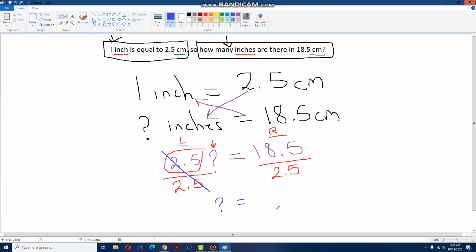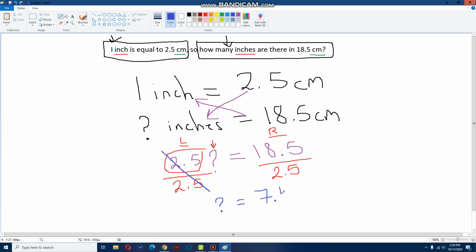Now, I'm assuming you know how to use the Mr. Bunny, Mrs. Bunny technique. If you do, go for it. Please check out my other video on it. And I can tell you right now that if I use my calculator, 18.5 divided by 2.5 is 7.4.